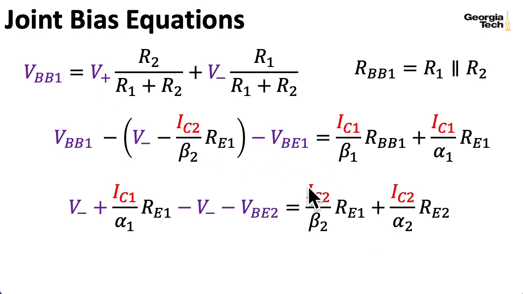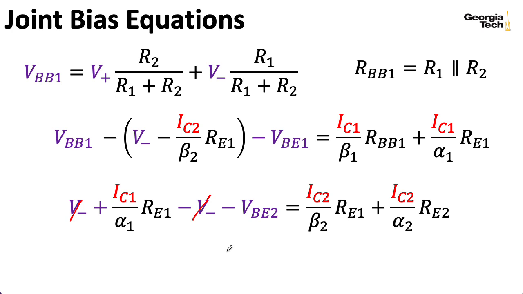To try to clean up the notation here, I've left VBB1 and RBB1 in these terms, and then you can plug them in appropriately here. All right, so the first thing to note is that these V minuses actually cancel. I left them in just to remind myself as to where various things came from.